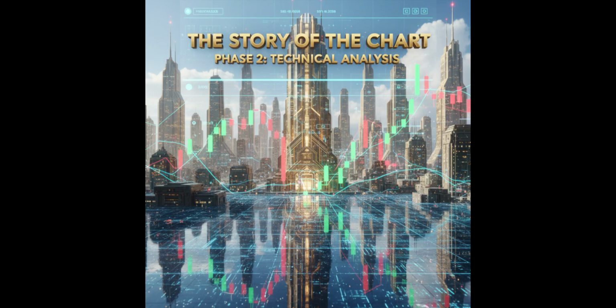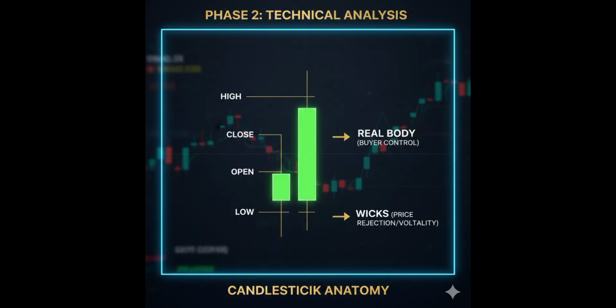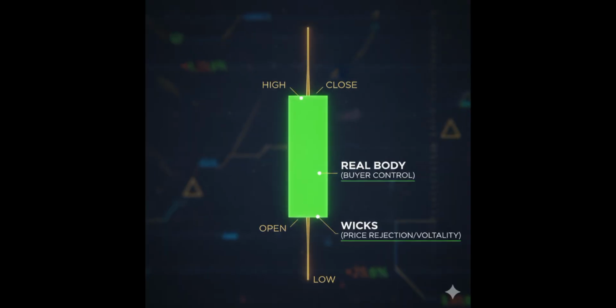Let's begin. Section 1. Candlestick Anatomy, Beyond the Basics. Reading Momentum. First up, the building blocks, candlesticks. You probably know the basics: green for up, red for down. But a true trader reads momentum and rejection within each candle. Let's look at this bullish candle. The real body, that thick part, tells you the story of conviction. A long green body. Buyers were in strong control, pushing price significantly higher from open to close. The longer the body, the stronger the momentum. Conversely, a long red body signifies strong selling pressure.